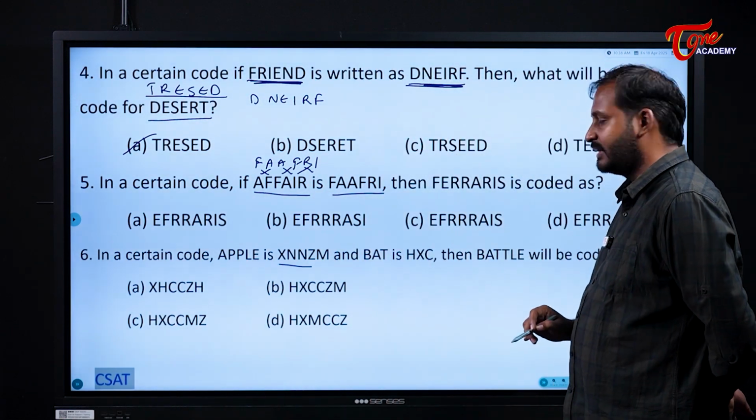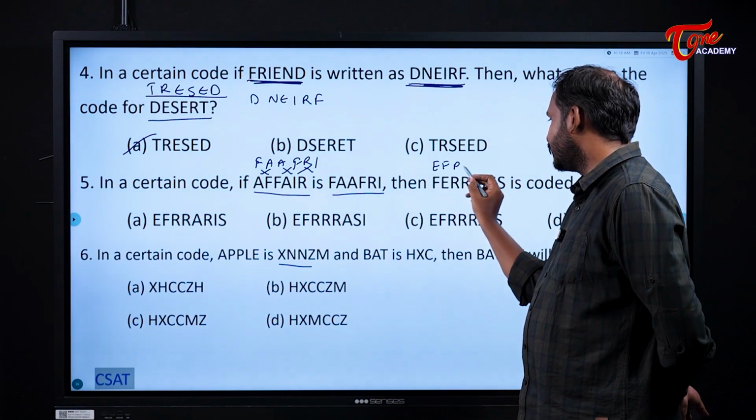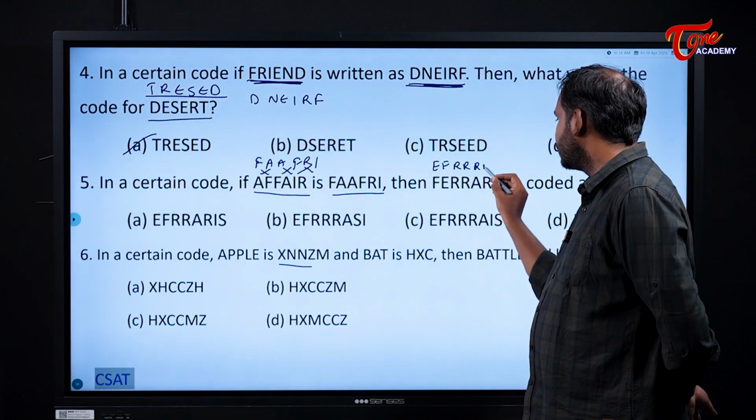How will it be written? So what will you write? If you exchange the R's also, it doesn't matter for us.